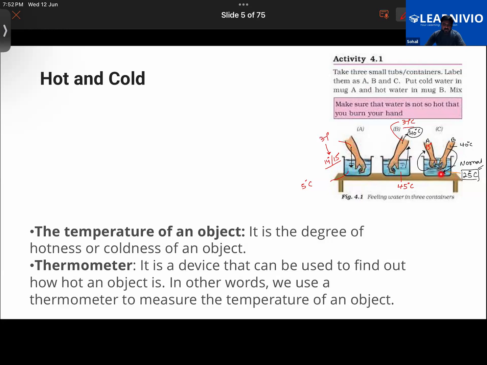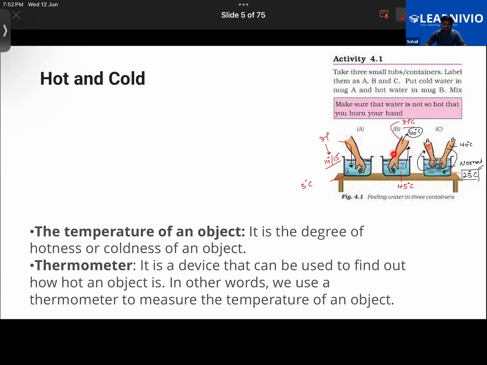And know that the temperature of normal water is 25. Now the water is the warmer body, and your hand is the colder object. So heat will flow from this warmer body, the water, to your hand. That's why you will feel warm in bowl C. Is that clear to everyone? Yes.